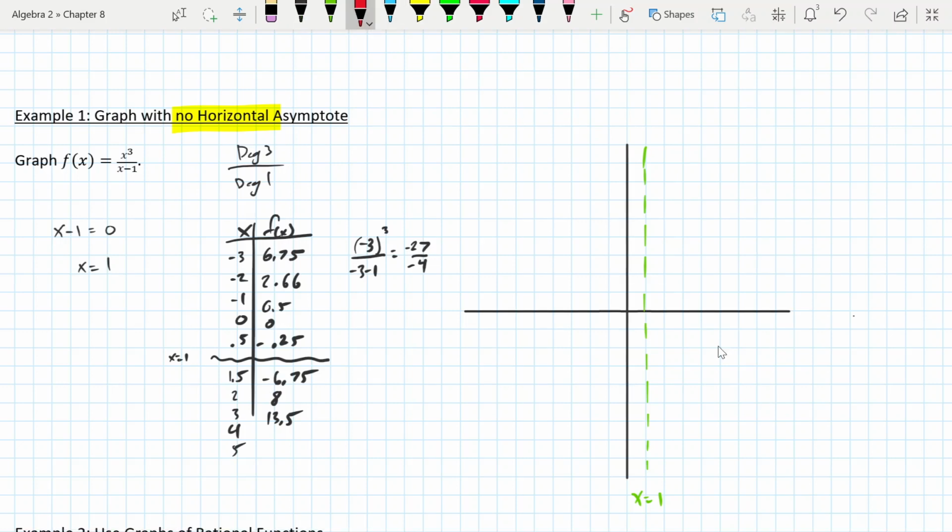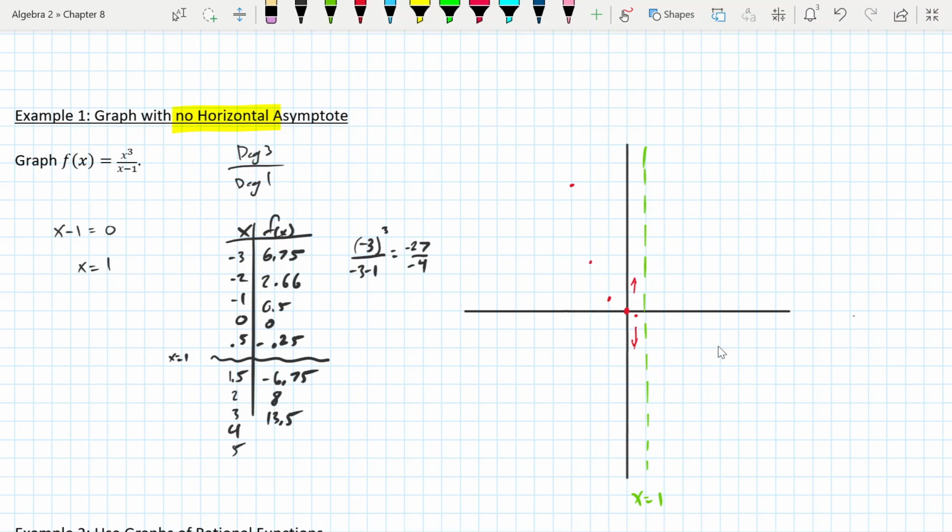Now, one thing that happens when we do this is we'll discover that we don't quite have enough information. So -3 is up at 6.75. -2 is at 2.66. -1 is at 0.5. 0 is at 0. And 0.5 is at -0.5. So you can see here, looks like I'm just running straight towards the graph, but I can't be. I'm either going to have to go down or I'm going to have to go up at some point because I have to run along that asymptote.